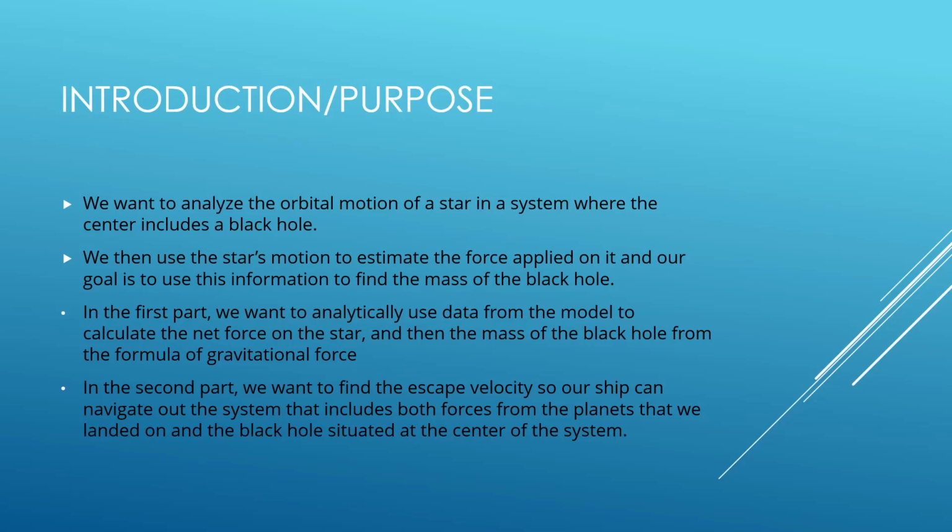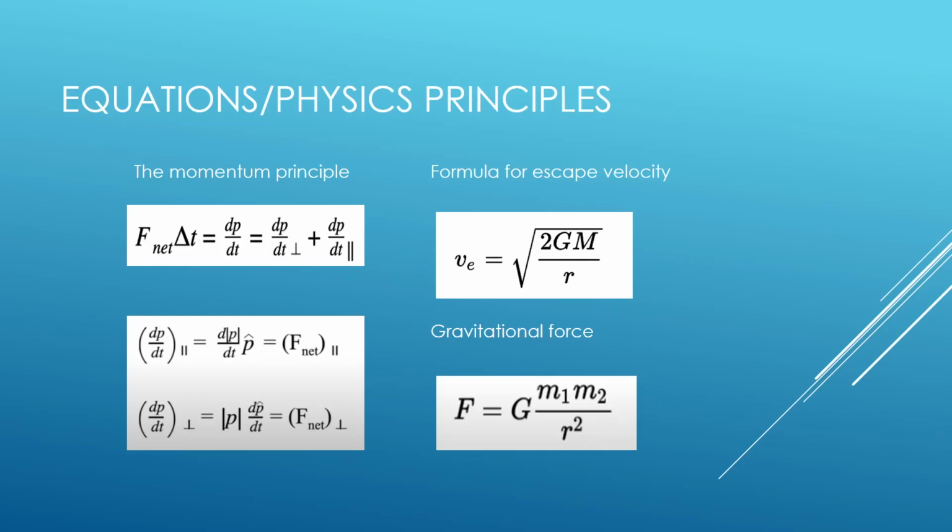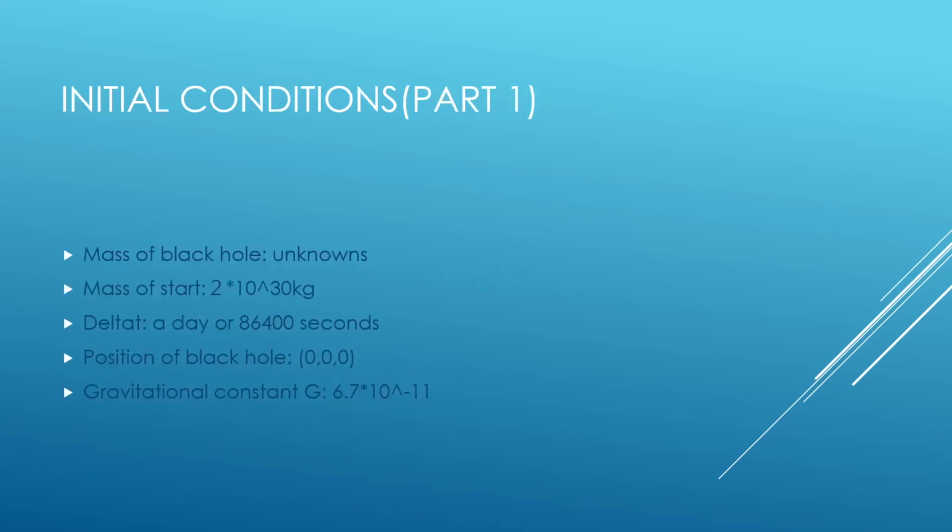In the second part, we want to find the escape velocity so our ship can navigate out of the system that includes both forces from the planet that we landed on and the black hole situated at the center of the system. These are the equations and physics principles that we're going to use, which include the momentum principle, the formula for escape velocity, which we'll use in the second part, and the gravitational force, which we'll use in the first part to find the mass of the black hole.